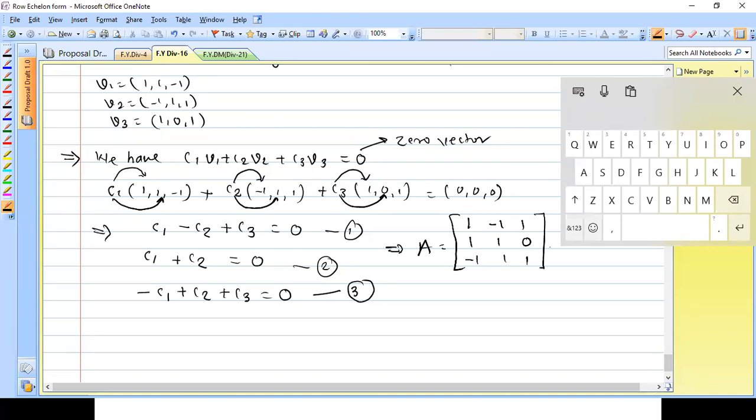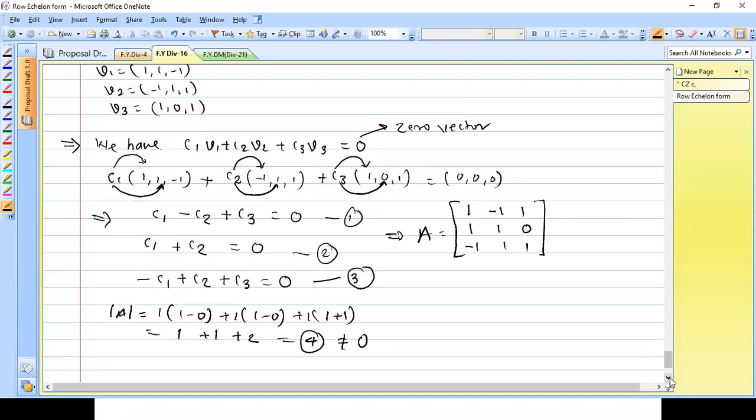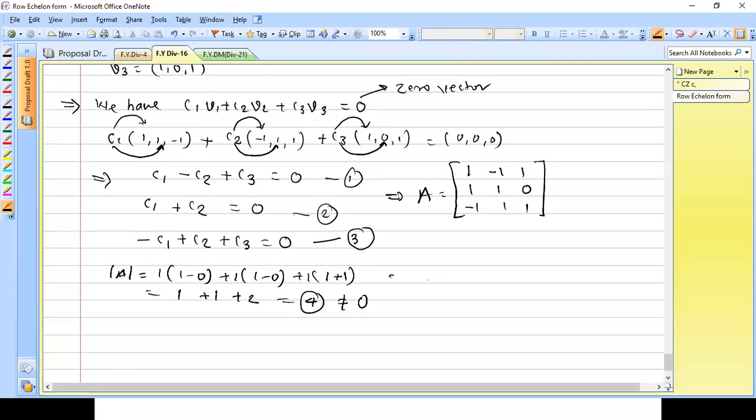Find out that determinant. So determinant of A is equal to, you can find out here, 1 into 1 minus 0 plus 1 into 1 minus 0 plus 1 into 1, that minus again plus 1. So you are getting here 1 plus 1 plus 2. Am I correct? Which is equal to 4, which is not equal to 0. Tell me what now? So what this implies? Rank of A is equal to 3.